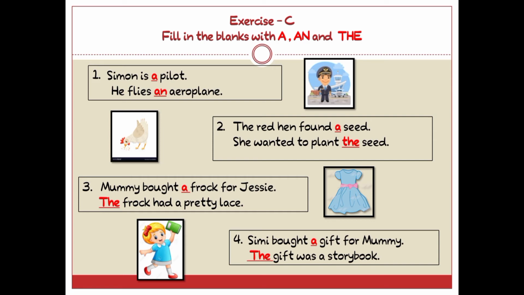Third, Mummy brought a frock for Jessie. The frock had a pretty lace. Fourth, Simi brought a gift for Mummy. The gift was a storybook.